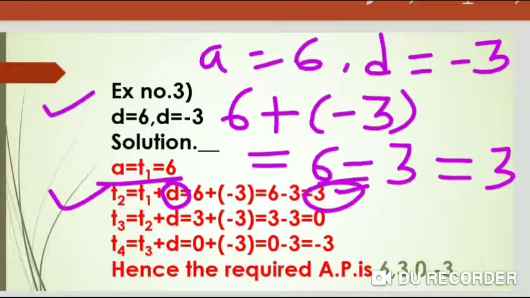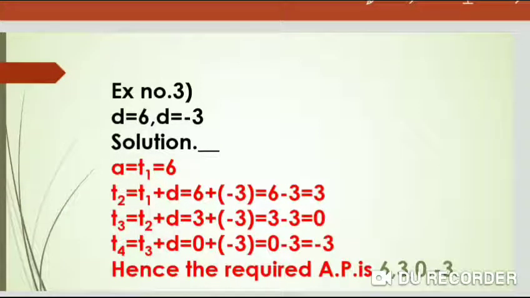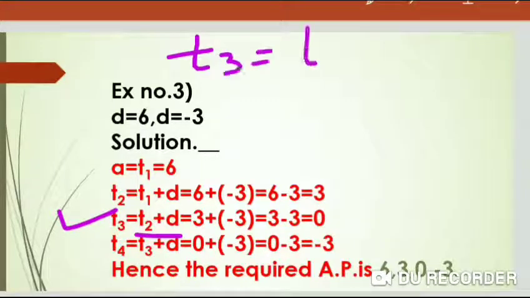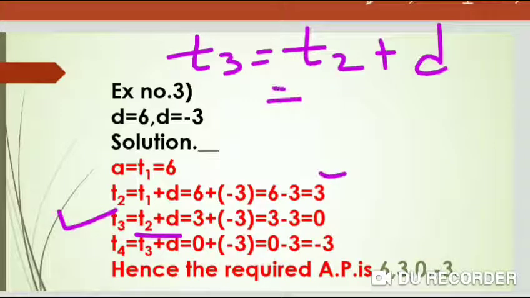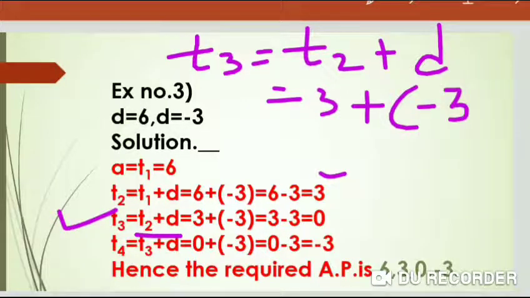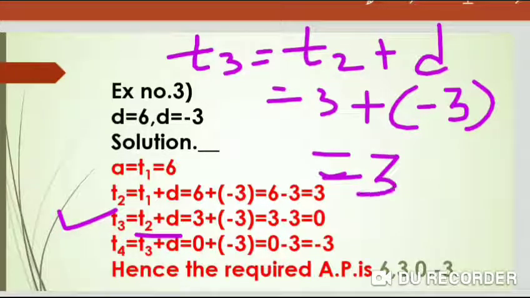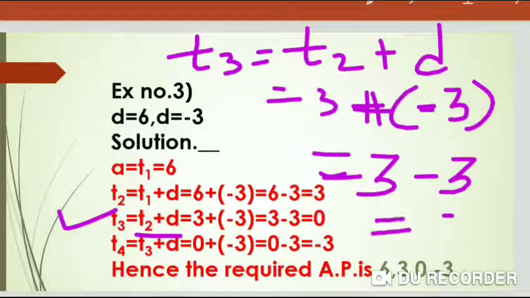Understand? Then how do we get the third term, that means T3. Now see, T3 is equal to T2 plus D. Here we get the second term is equal to 3 and the common difference is minus 3. Therefore, it can be written in the bracket. Now here we have to solve this bracket. 3 again plus minus becomes minus 3. Now 3 minus 3 is equal to 0 and here we get the third term as 0.